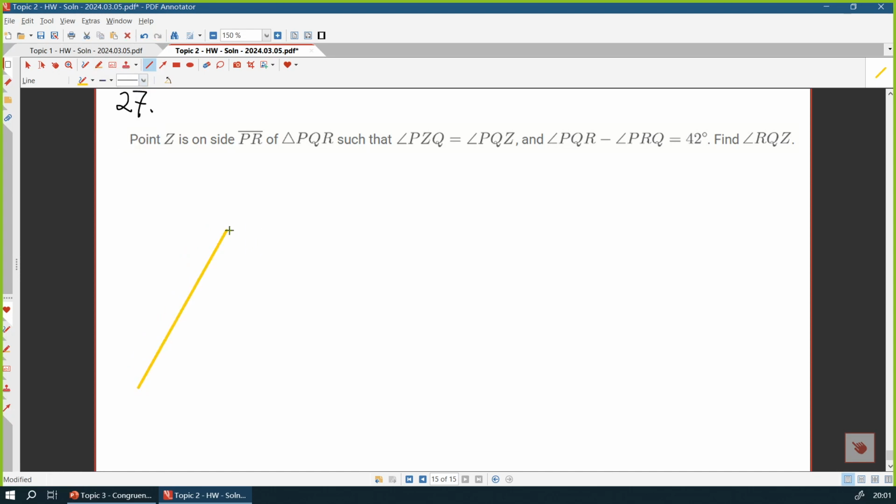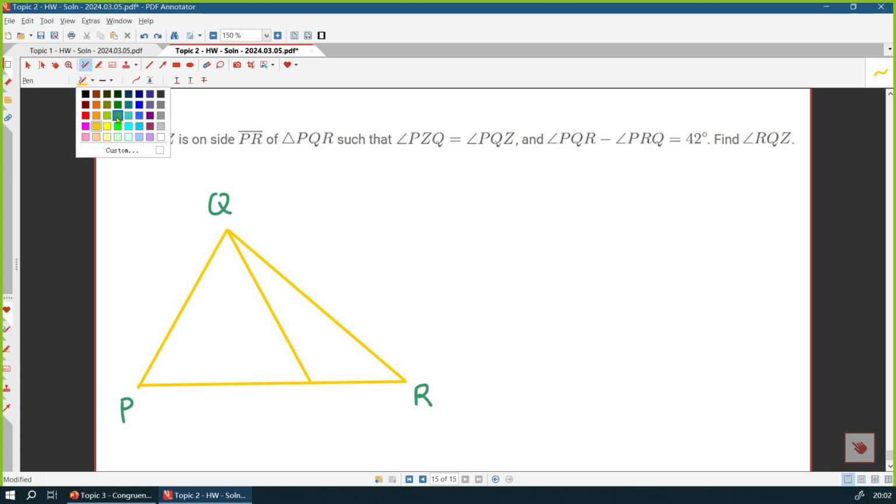So first of all, let's draw a diagram to illustrate the situation here. When you sketch a diagram, it's not necessarily to scale, okay? That'll save you a lot of time. As long as you keep all the elements in their correct relative position, you should be fine. So basically, we have a triangle here, PQR. Let's call this point P, this point Q, and this point R. Point Z on side PR. So let's call this point Z.